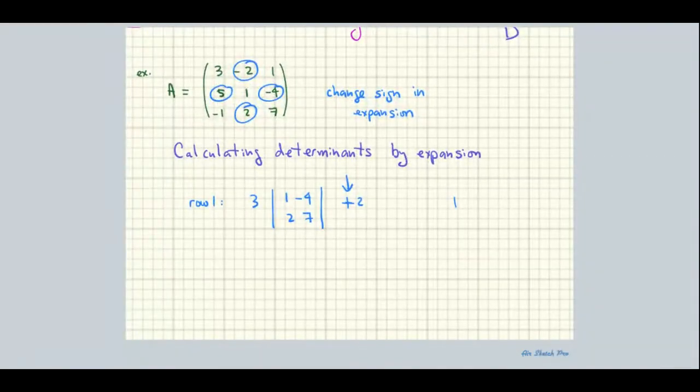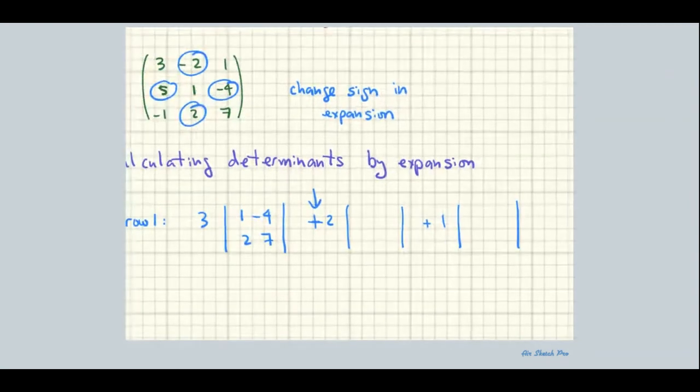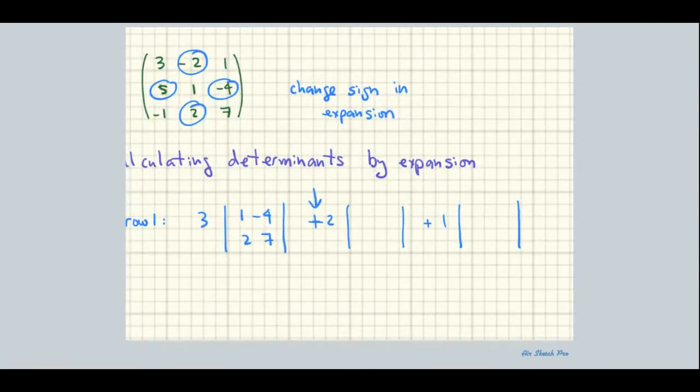Okay? And now I'm going to do that for all the other entries too. The -2 that I had to change the sign on is going to have a minor associated with it. And the 1, because there's no sign change, I'm going to have a 1 on that. It's going to have a reduced matrix as well. If I get rid of the 2, the entries associated with that -2 that got sign changed, that's the first row and the second column.